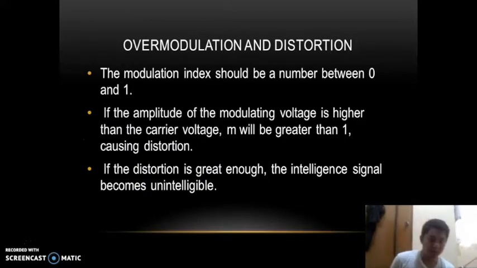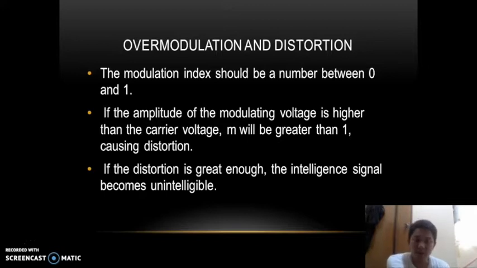Overmodulation and distortion. The modulation index should always be between 0 and 1. So ideally, when we have amplitude modulation, the modulation index should either be undermodulated or perfectly modulated. If the amplitude of the modulating voltage is higher than the carrier voltage, we have m greater than 1, causing distortions. So during overmodulation, there will always be distortions.